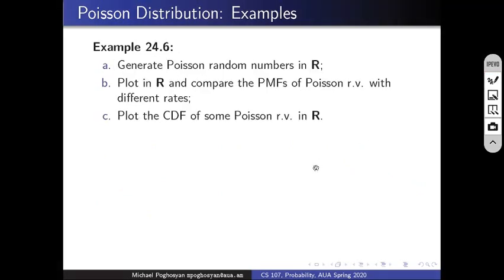Now let's solve our next problem by using R. So this problem is asking to generate Poisson random numbers in R, plot in R, and compare PMFs of Poisson random variables with different rates. So take Poisson lambda 1, Poisson lambda 2 with different lambda 1 and lambda 2 and compare the PMFs, and then plot the CDF of some Poisson random variable in R. So let's go to R to solve this problem.